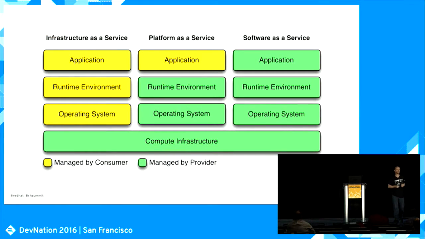OpenShift has been around since 2011. In that time, it's been regarded as what's called a platform as a service when you talk about all the different cloud service types. So it fits there in the middle. The idea is that you can essentially bring your application code, you just give it to OpenShift and it will go and deploy it.